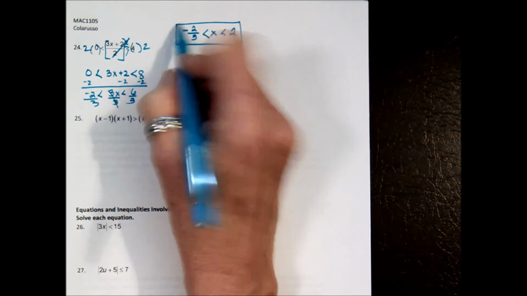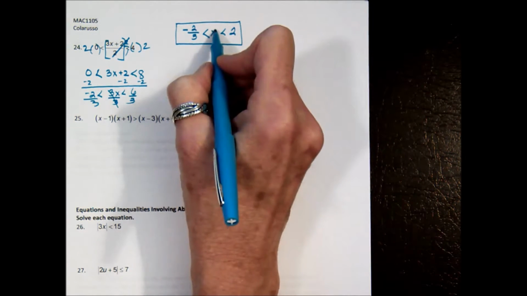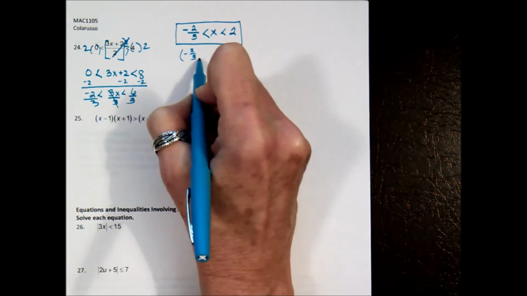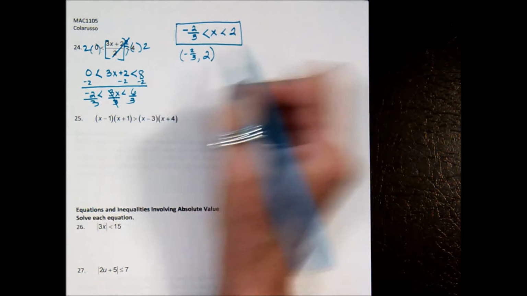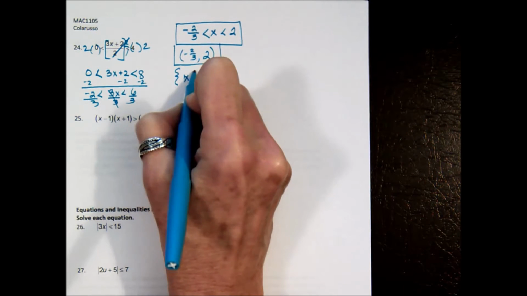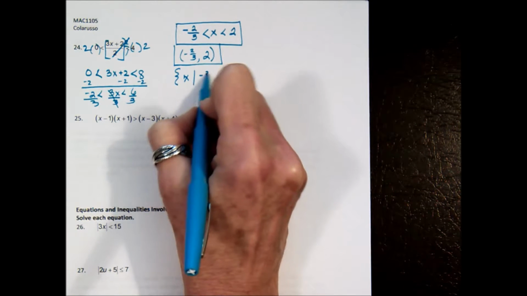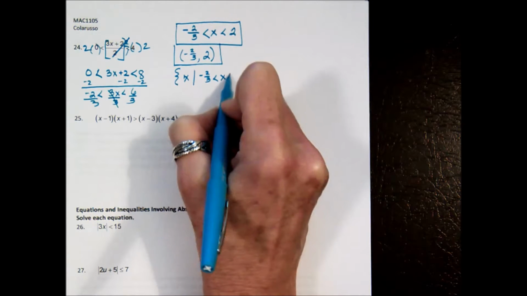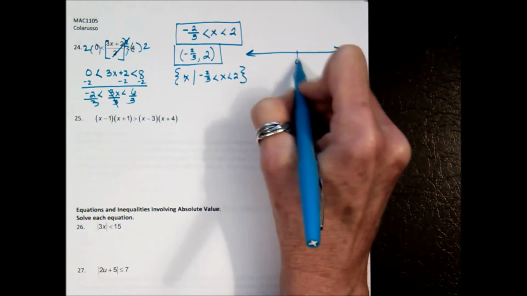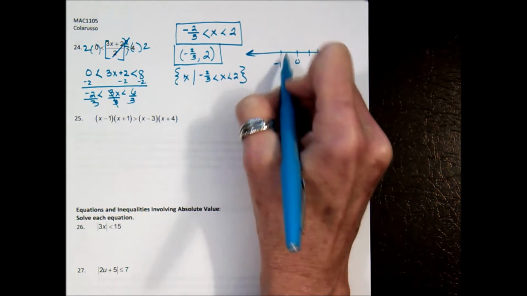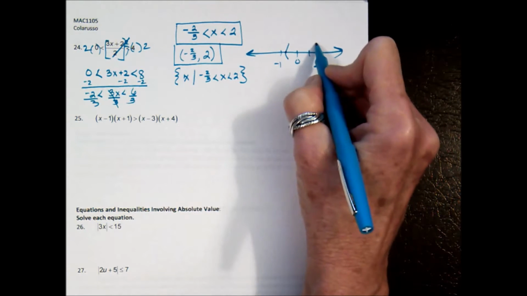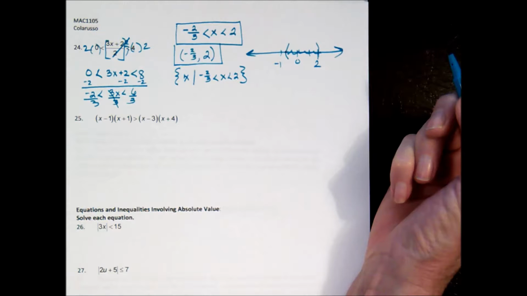As an interval, it's in between -2/3, notice it's a parentheses, it's not included, and 2, not included. So there it is as an interval. As a set, the set of all x such that, I just copy this, -2/3 is less than x is less than 2. And on a graph, if this is my 0, there's my 2, -1, -2/3 is about right here. It's not included, and it's everything in between.